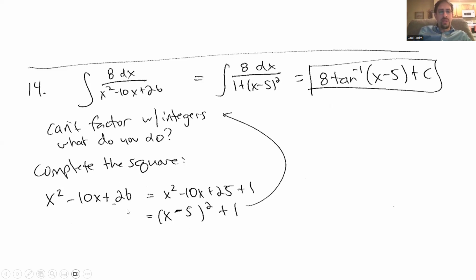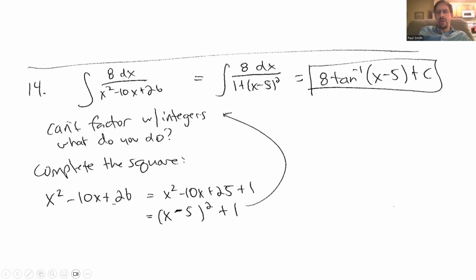So in other words, completing the square gives x squared minus 10x plus 25. The problem is the original had a 26, not a 25. So if we add an extra plus 1 here, we get the same statement as before, x squared minus 10x plus 25 plus 1. Well, why would we ever do that? Because the first three terms are just (x minus 5) squared, and then plus 1. So I'm going to rewrite my denominator as 1 plus (x minus 5) squared. So now I'm integrating 8 dx over 1 plus (x minus 5) squared.